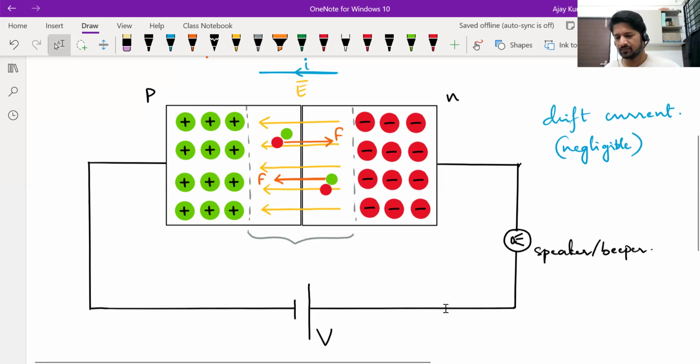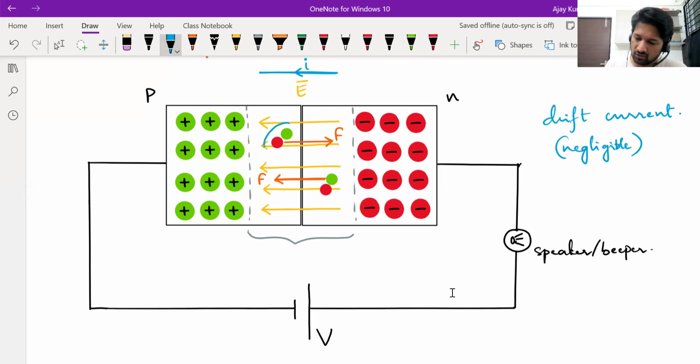Now by some means, if you can increase the production of these electron-hole pairs in the depletion region, then you can increase the reverse bias current. Because if more electrons jump from the valence band into the conduction band, then the electric field will be pulling more electrons to the N side. It will lead to a rise in reverse bias current. Okay, that is the principle behind the working of a photodiode.